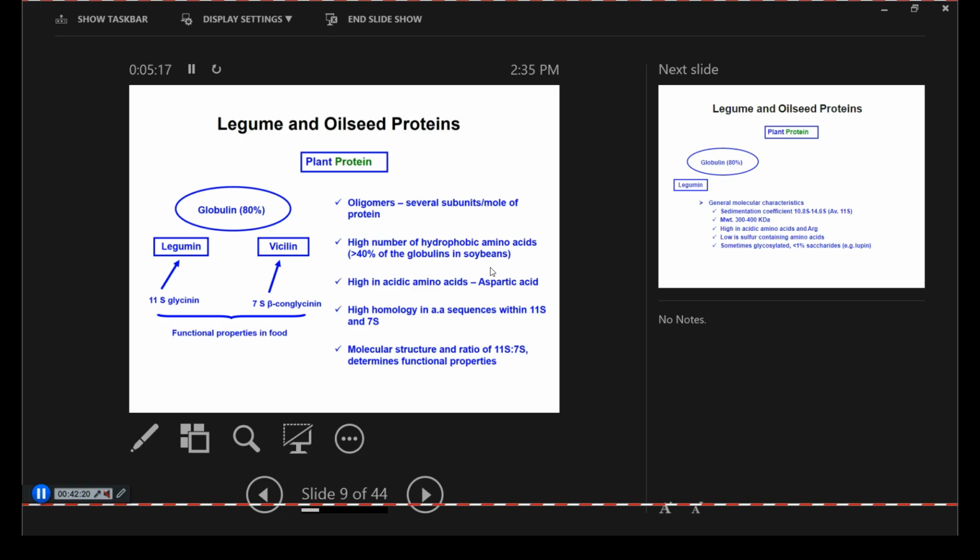And we talked about the homology. There's large homology in the sequence. That means similar sequences within these proteins and even across species. So I talked about last time that if you are allergic to peanut, you might have cross-reactivity to soy just because of the similarity between the amino acid sequences. And that's why when we say pea protein is non-allergenic, let's not be very happy about it for a long time.